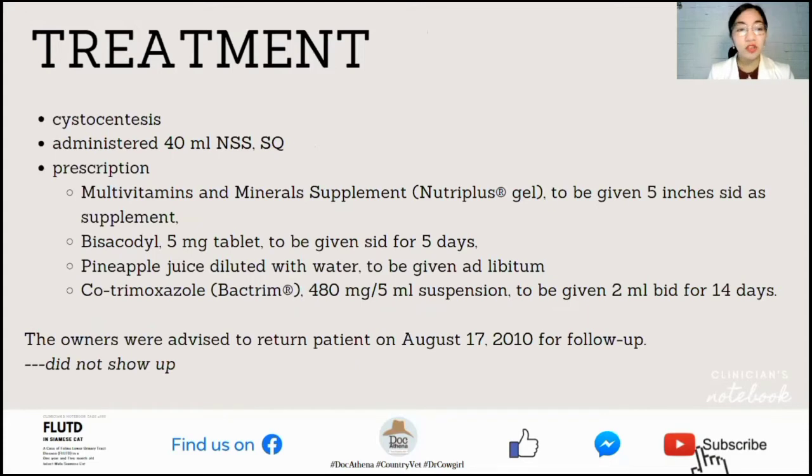At that time, treatment was cystocentesis. We administered 40 ml of normal saline solution subcutaneously, and the patient was prescribed multivitamins and mineral supplement, bisacodyl, pineapple juice diluted with water, and the antibiotic cotrimoxazole. The owners were advised to return the patient on August 17, 2010 for follow-up.